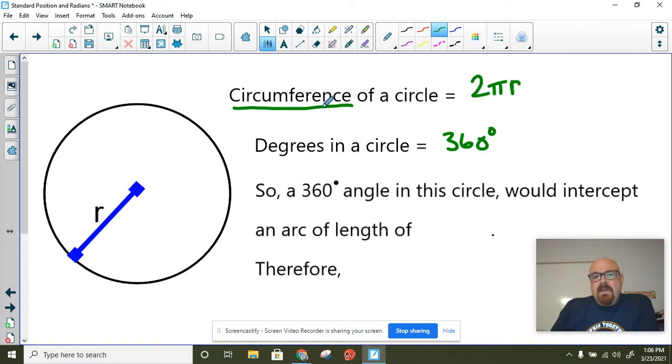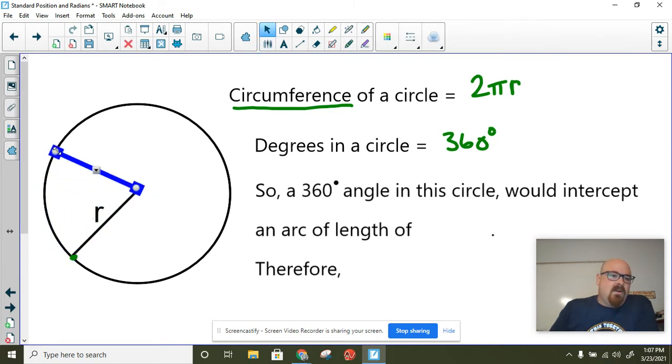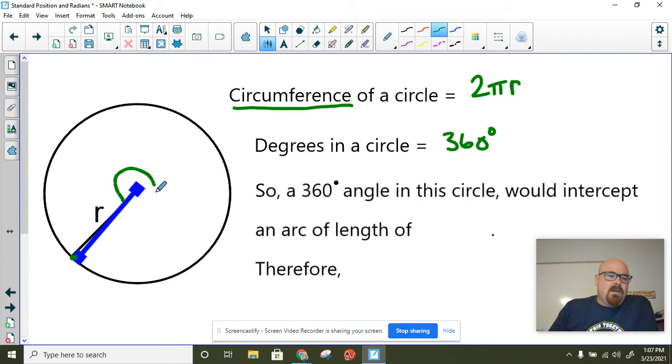So if you started here, let's say, with this blue sort of dumbbell looking thing, and we swing that all the way around. So this angle that I'm creating, right, goes all the way around the circle. That'd be a 360 degree angle, right? And that 360 degree angle would intercept an arc of 2 pi r. So the entire circumference of the circle is an arc length, technically speaking. Okay, so a 360 degree angle would intercept an arc length of 2 pi r.